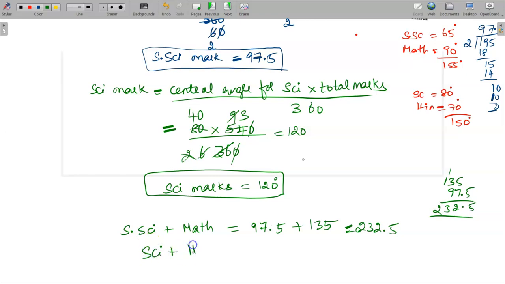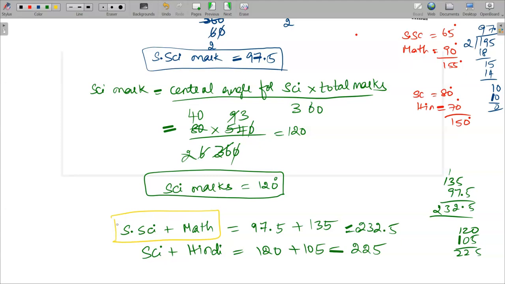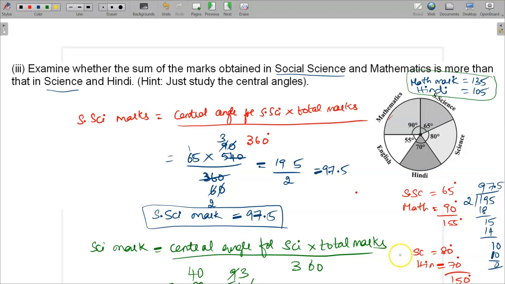Science plus Hindi. Science plus Hindi is 120 plus 105. Okay, 120 plus 105 is what? 225. Okay, so social science plus maths is 232.5. Science plus Hindi is 225. Okay, so which is more? Definitely I have social science plus mathematics is more. Why? Because this is 232.5, this is 225.